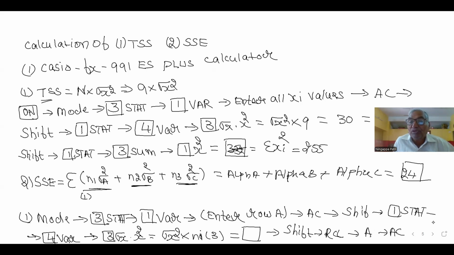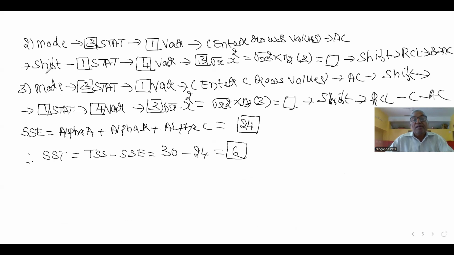Okay. Now you have calculated the variance for A. Then similarly, the variance for the B row. Press the mode button, third button, stat button, number 1 variance, and enter the B row values and the AC button. Then shift 1 stat, again the fourth, variance. After pressing the variance fourth button, you get the third as the standard deviation, sigma x.